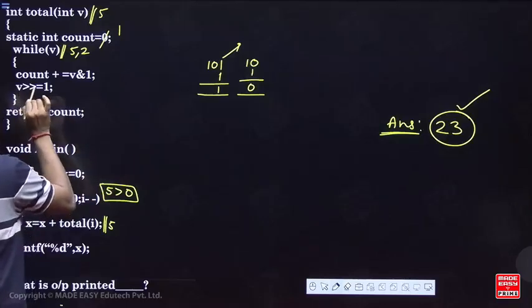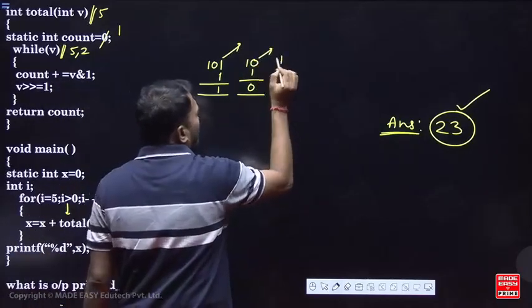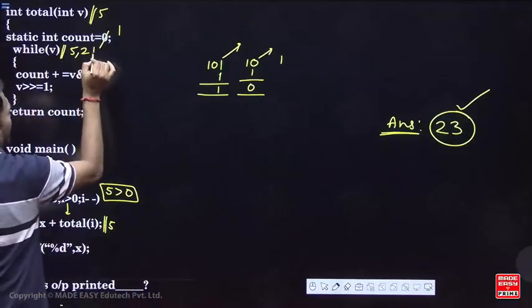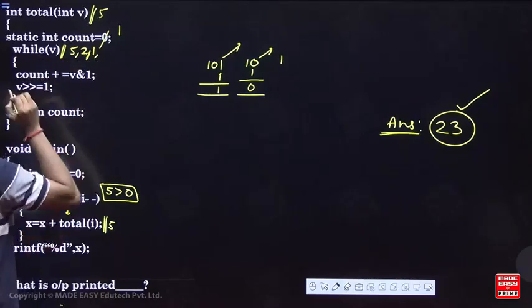And next, V equal to V right shift by 1. If you say right shift by 1, this will be removed. What is the value then? 1. So next again you say while 1. You are passing 1 in the while. So if you pass 1, is 1 true or false? True. True means again you go inside.